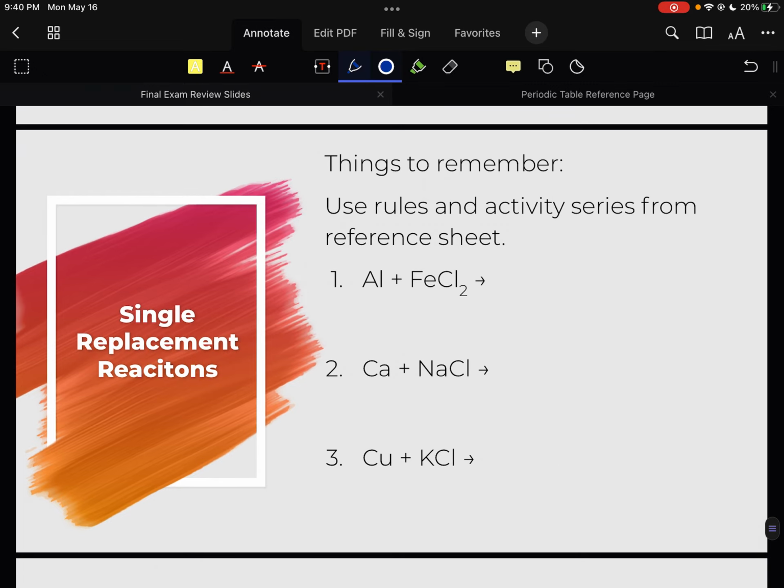All right, for single replacement, remember these are where we use the activity series. So some of our reactions will not take place if it's a less reactive element. So for the first one, remember, like is trying to replace like. So if I go through and look at my charges from the periodic table, I know aluminum's going to try to replace iron. So I can look at the activity series.